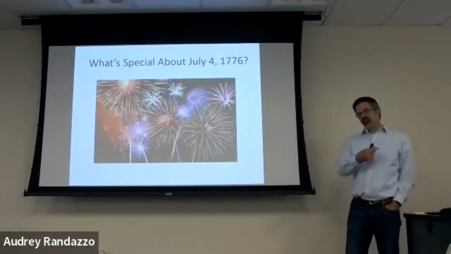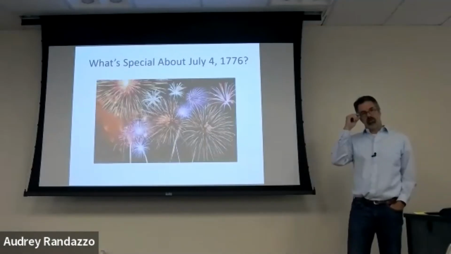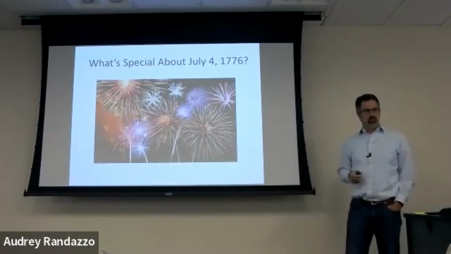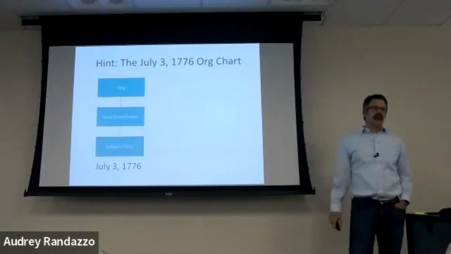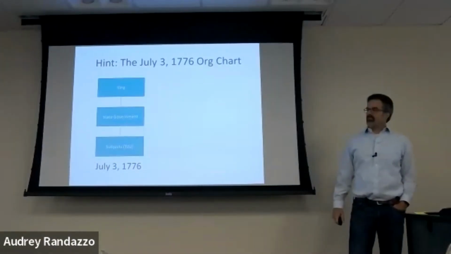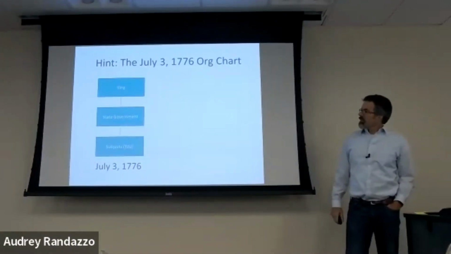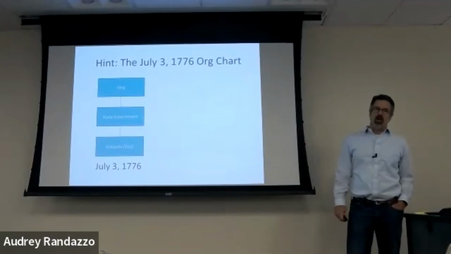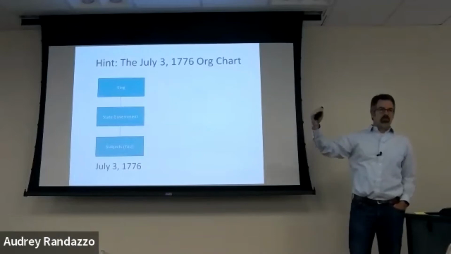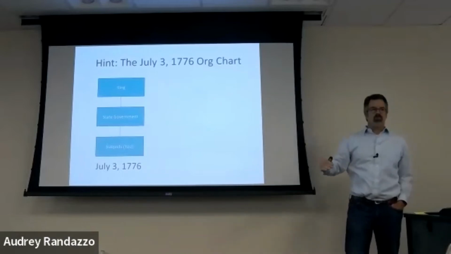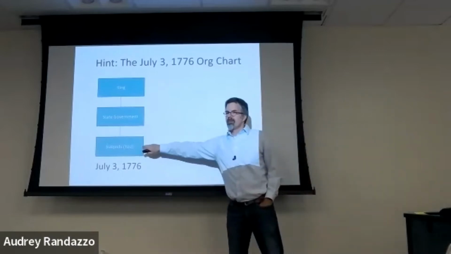But this holiday just happened, July 4th. We celebrated. We do fireworks, legally of course, or otherwise. And what's so special about that holiday? Hint: the org chart of July 3rd. What's that look like? We've got a king, a state government that's been chartered, and subjects. So where are we?